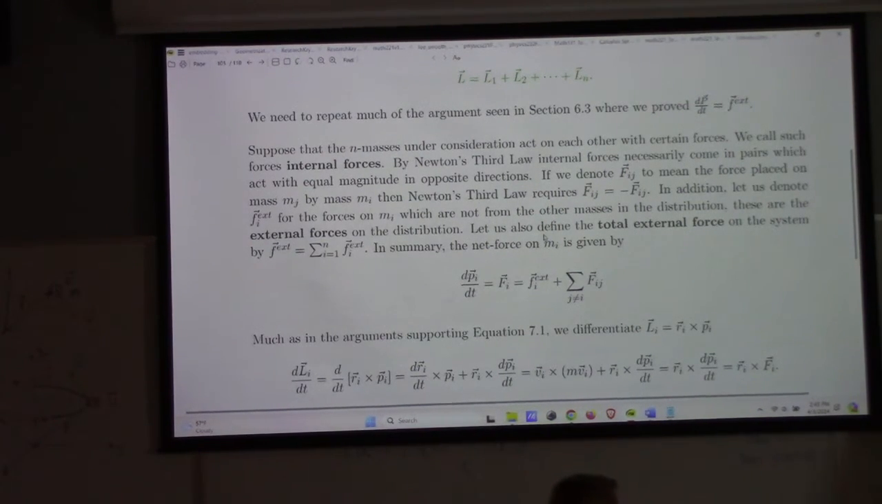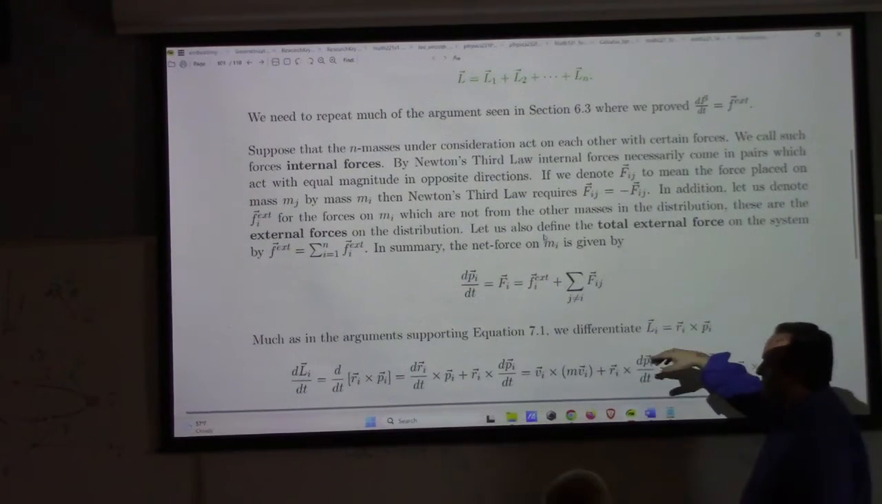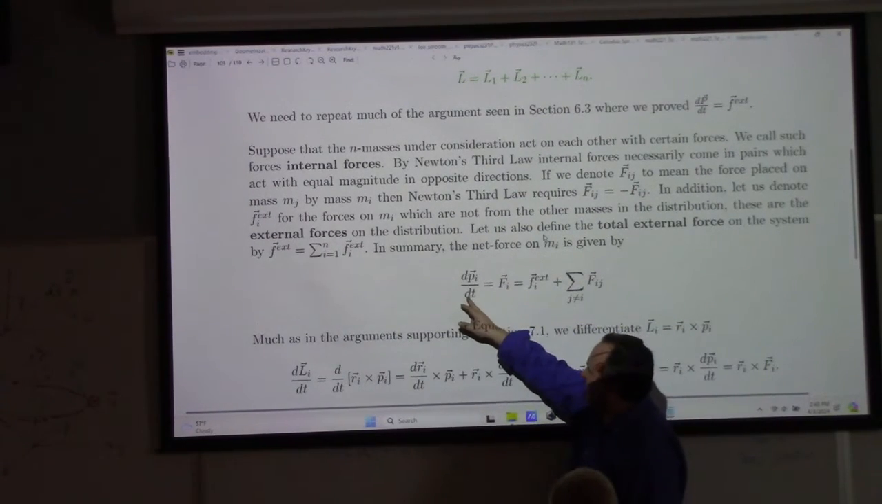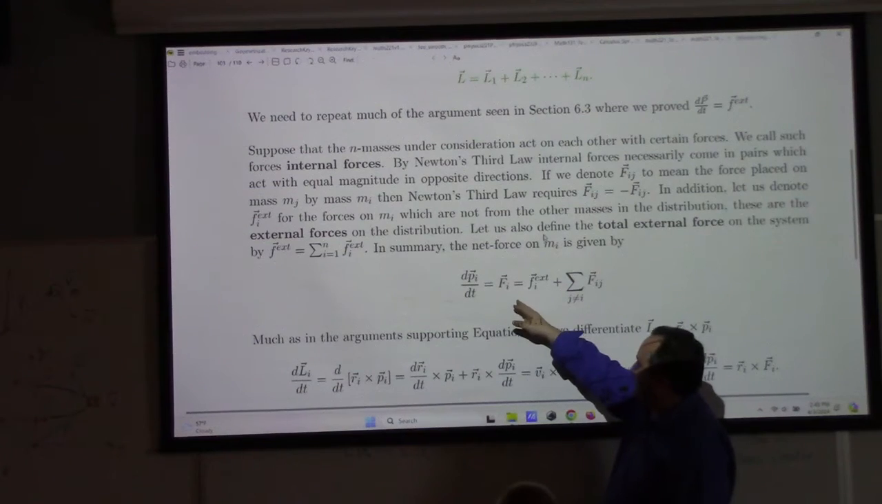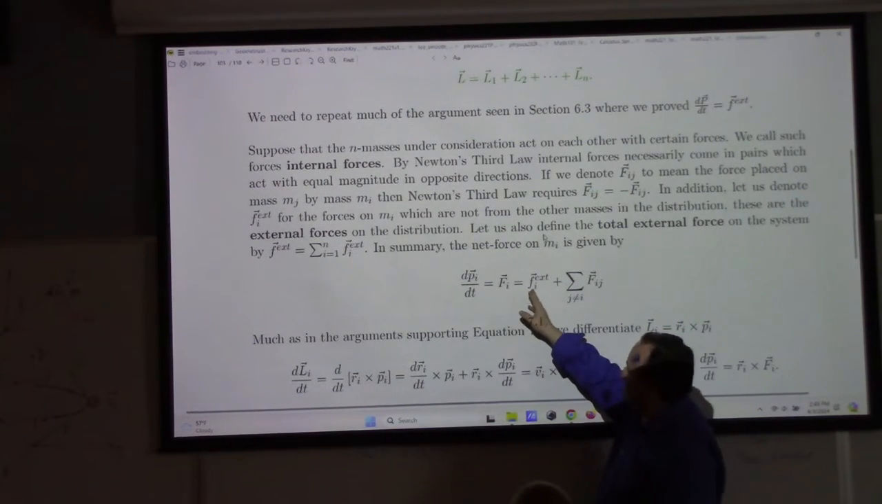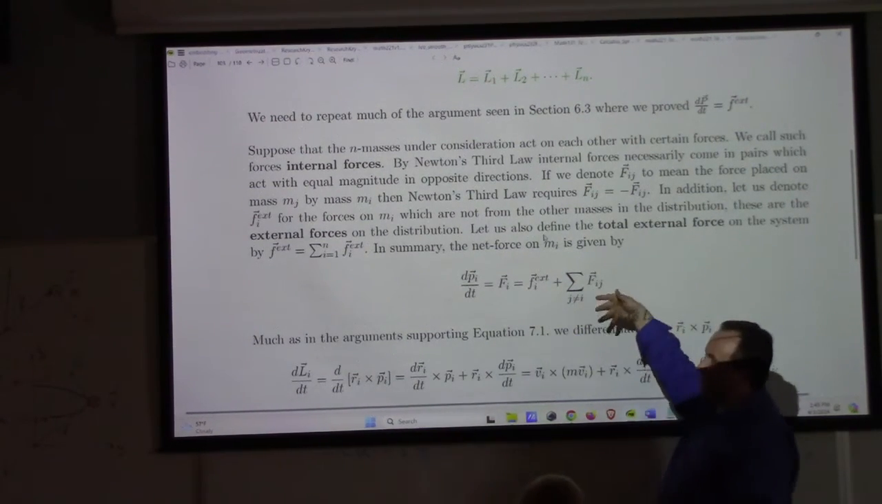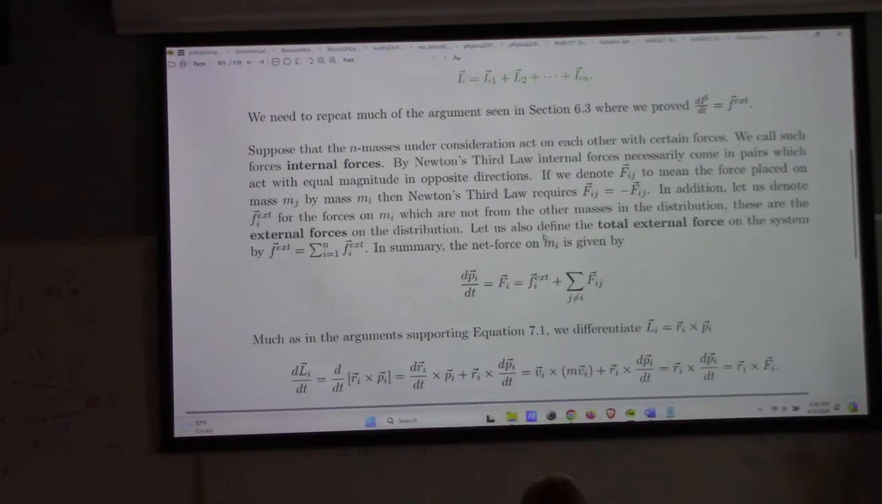So the net force on the ith particle is dp_i/dt. That's the external force, and there's two pieces, right? The external force on that mass, but also the sum of the other internal forces, j not equal to i. You got all those other internal forces.